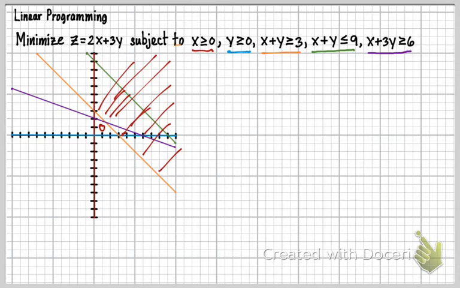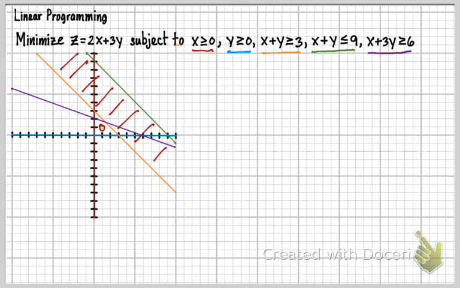And then x plus y less than or equal to 9. That would be 1 plus 1, because I'm putting in 1, 1. So 2 is less than or equal to 9, which is true. And that's the green line. So that narrows me down even more. I'm on the upper part of the orange line and on the lower part of the green line. So I'm in here somewhere right now.